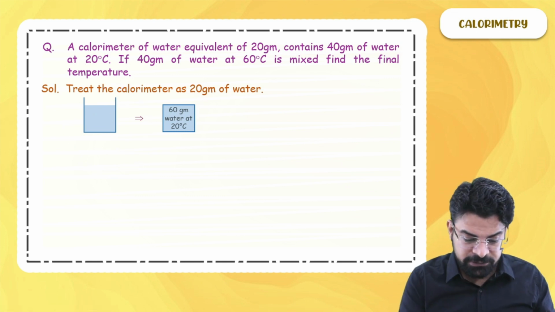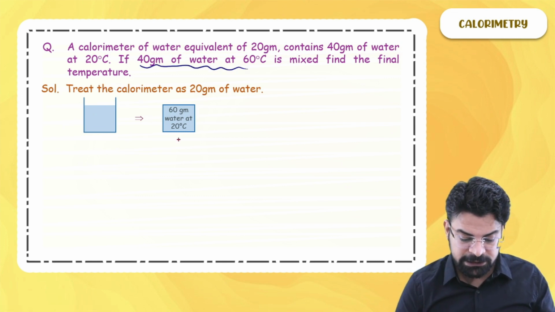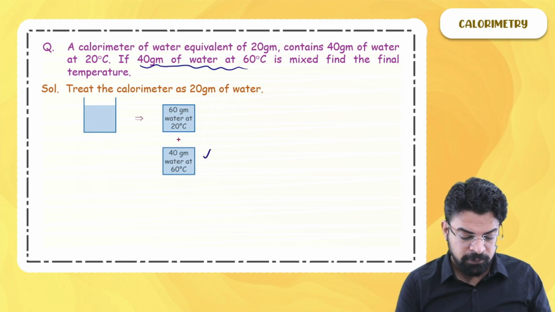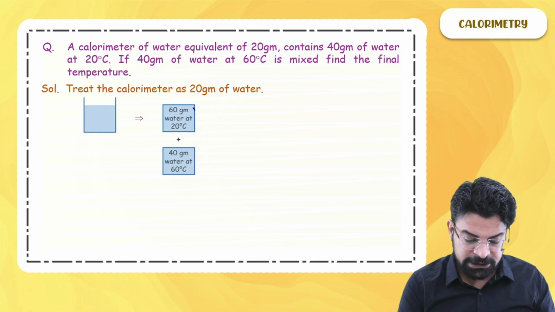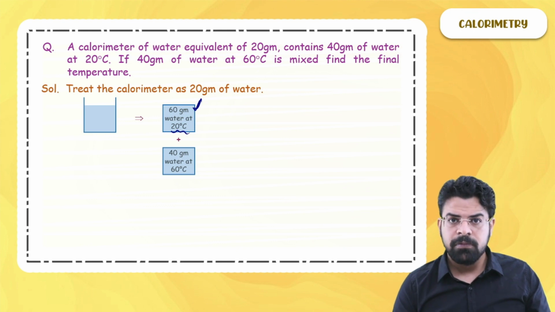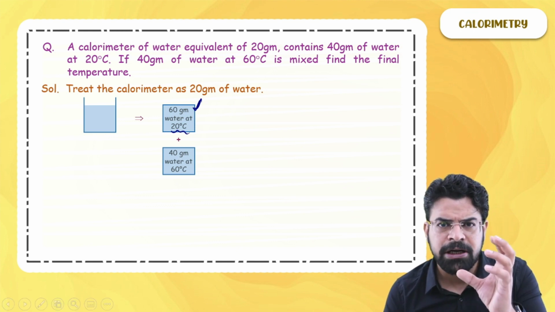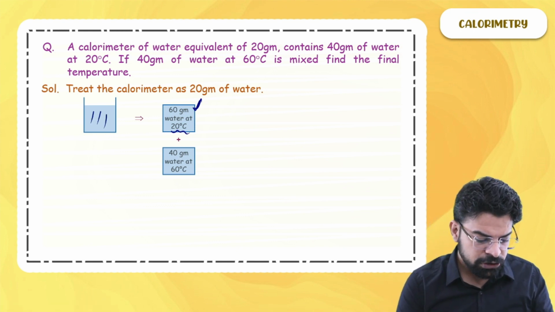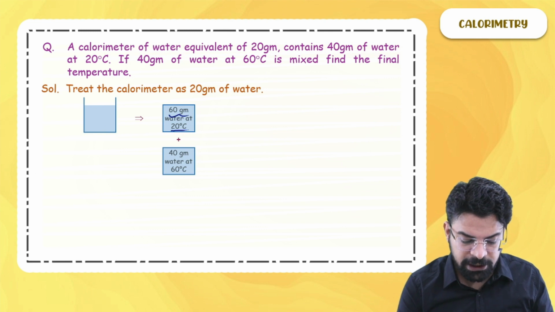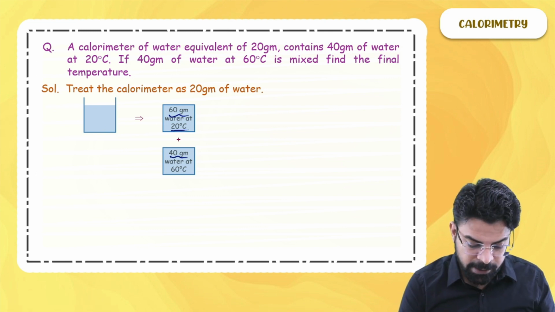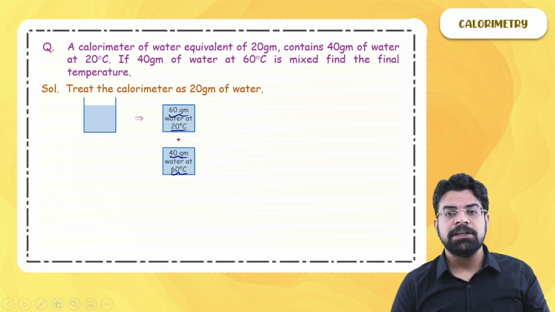And this is mixed with 40 gram of water at 60. So you add 40 gram of water at 60. So you have got 60 gram of water at 20, 20 gram because of the calorimeter and 40 gram of water was there. You are mixing with it 40 gram of water at 60. What has to be the final temperature?